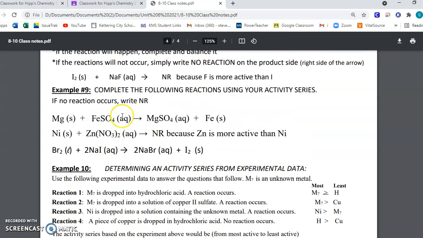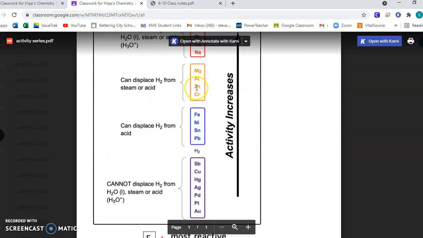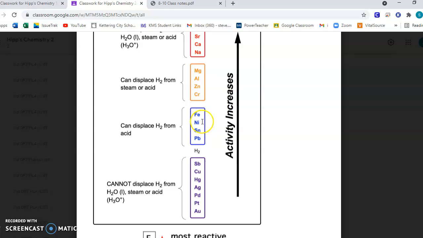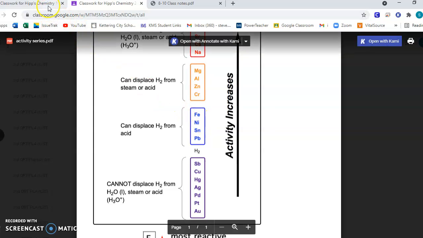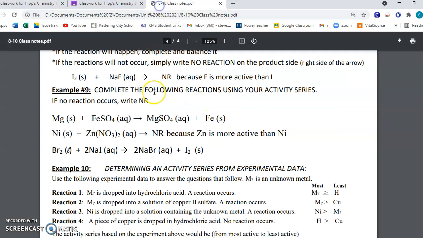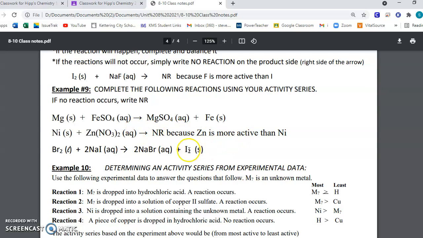It is balanced. In our next one, can nickel replace zinc? Let's take a look at the activity series. Here's zinc. Here's nickel beneath it. That would be a classic no reaction. No reaction would happen because zinc is more active than nickel.